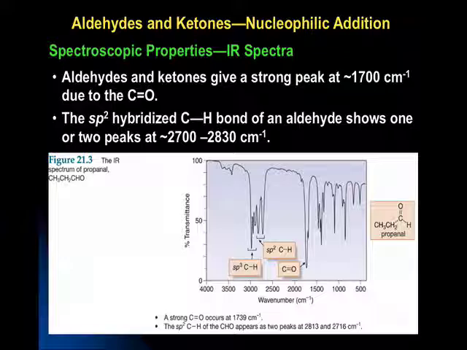Spectroscopic properties, IR spectra. It turns out that us organic chemists really like to use IR when we're talking about ketones and aldehydes, probably more so than we like to use NMR, which is kind of rare for you to hear me say that. NMR is my favorite tool. But when we're talking about aldehydes and ketones, we really do want to use IR because, number one, the stretches are typically quite strong. Okay?